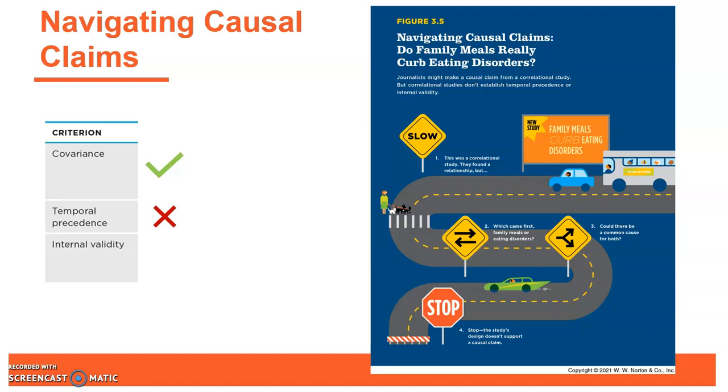Okay, now the next thing is temporal precedence. So here at number 2, which came first, family meals or eating disorders? In this case, that might not have been looked at. If you're just collecting data, asking questions like, do you have family meals together, and is there anybody in your household with an eating disorder, then you don't know for sure which of them came first. So this one wouldn't necessarily show temporal precedence. So for internal validity, you can't really claim causality here because you don't have that internal validity.